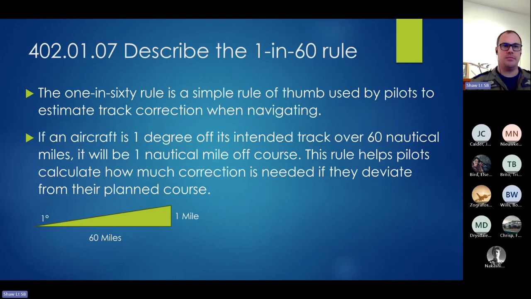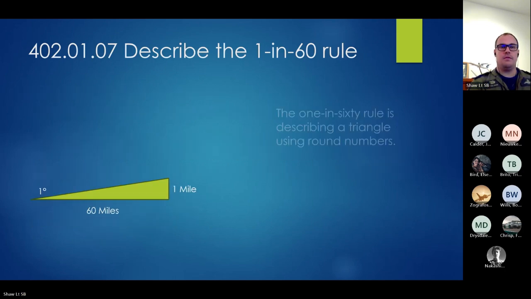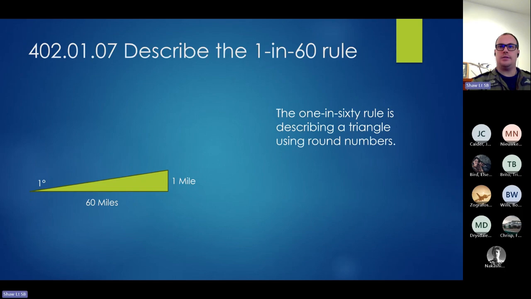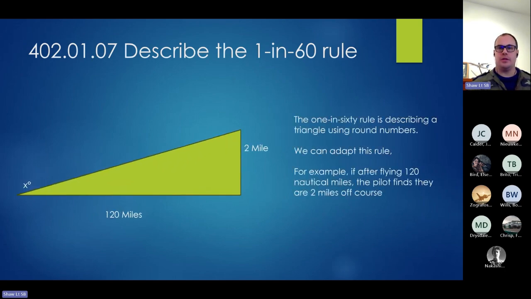So you can see 1 in 60, meaning 1 degree, 1 mile, over the span of 60 miles. So it just makes a triangle is all it really does. It's describing a triangle using round numbers. That's why it's the 1 in 60 rule. If it was less than that or not a round number, you'd have a bunch of decimals and things like that, right? But we can interpolate this and extrapolate this to help ourselves out. So the 1 in 60 rule. Now, we can do a little bit of algebra here. It's describing a triangle using round numbers.